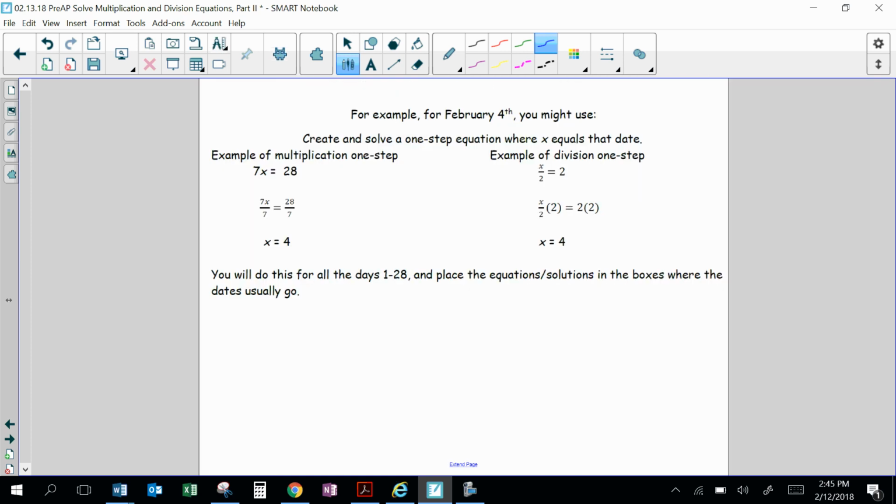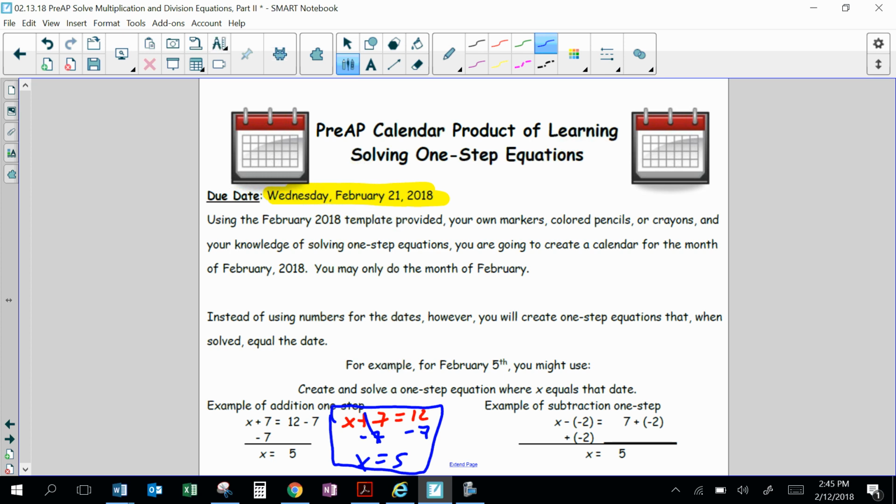Maybe you don't want to do an addition. Maybe you'd rather do a subtraction problem. Here's the problem: x minus negative 2 equals 7. Is x isolated? No. What is the inverse of minus negative 2? Plus negative 2. I balance it on both sides. It cancels. 7 plus negative 2 is 5. So if you'd rather copy this on February 5th, you may.